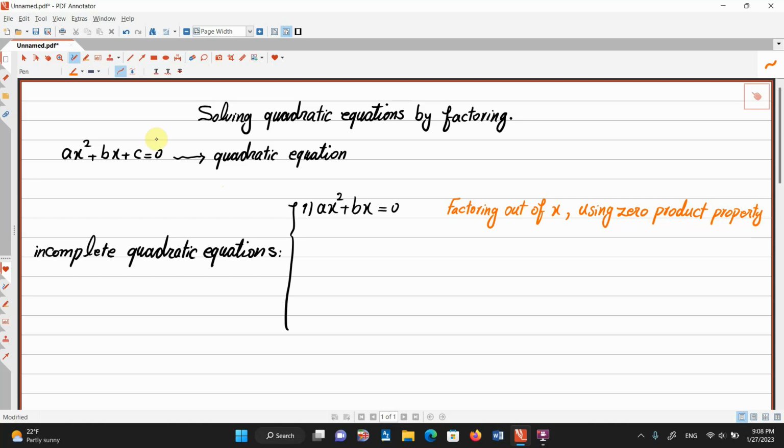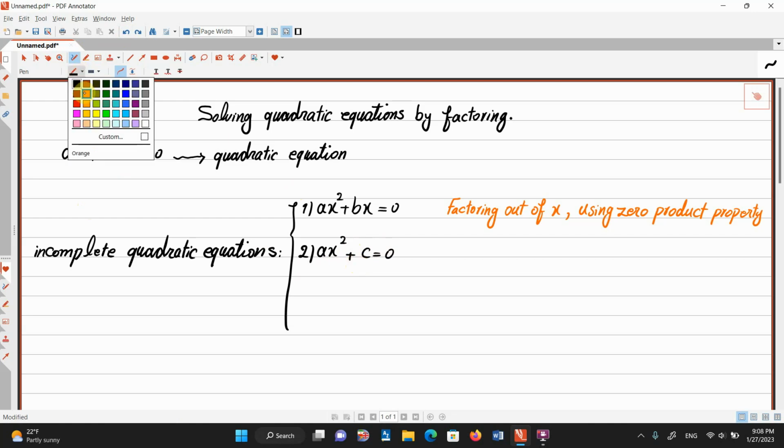Okay, guys. Now I'm going to introduce the second type of incomplete quadratic equations. The second type is ax squared plus c equals 0. As you see, this equation is a quadratic equation in which the linear term, I mean here, is not available, or the coefficient b in that is 0. Okay, now we are going to find a way to solve this one.